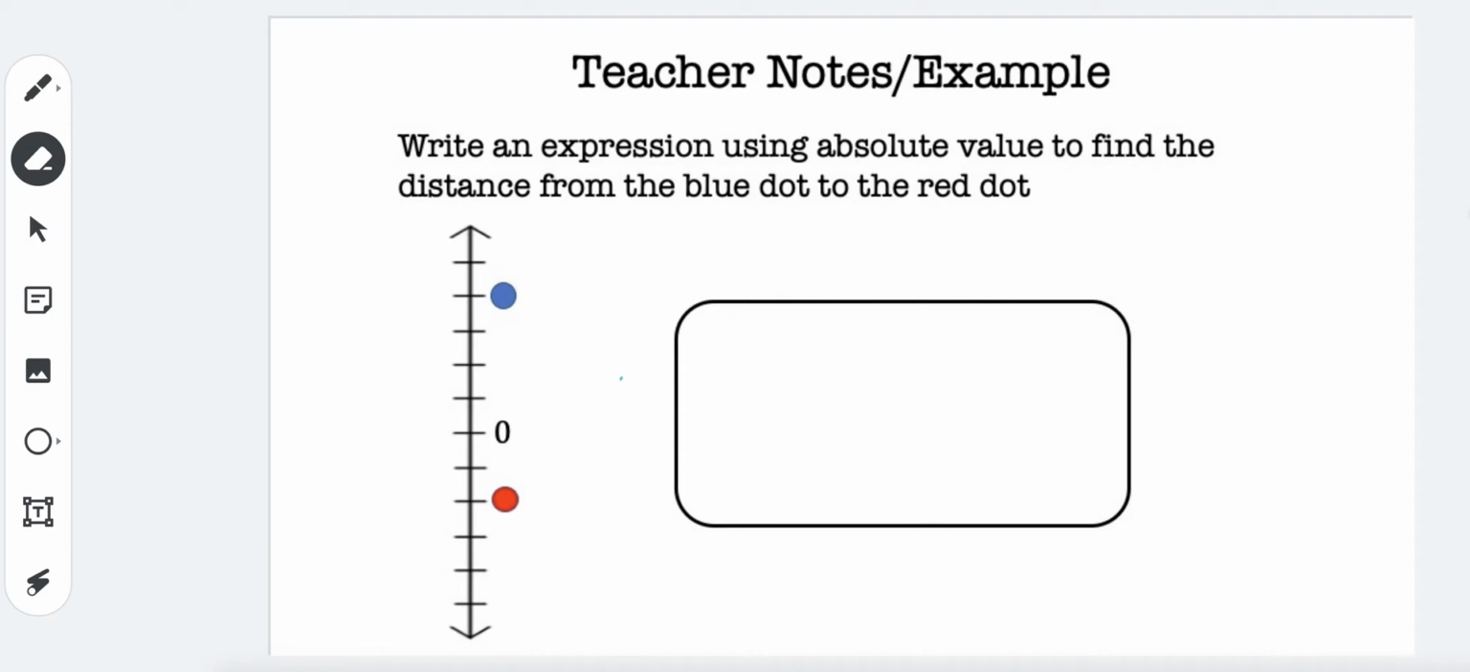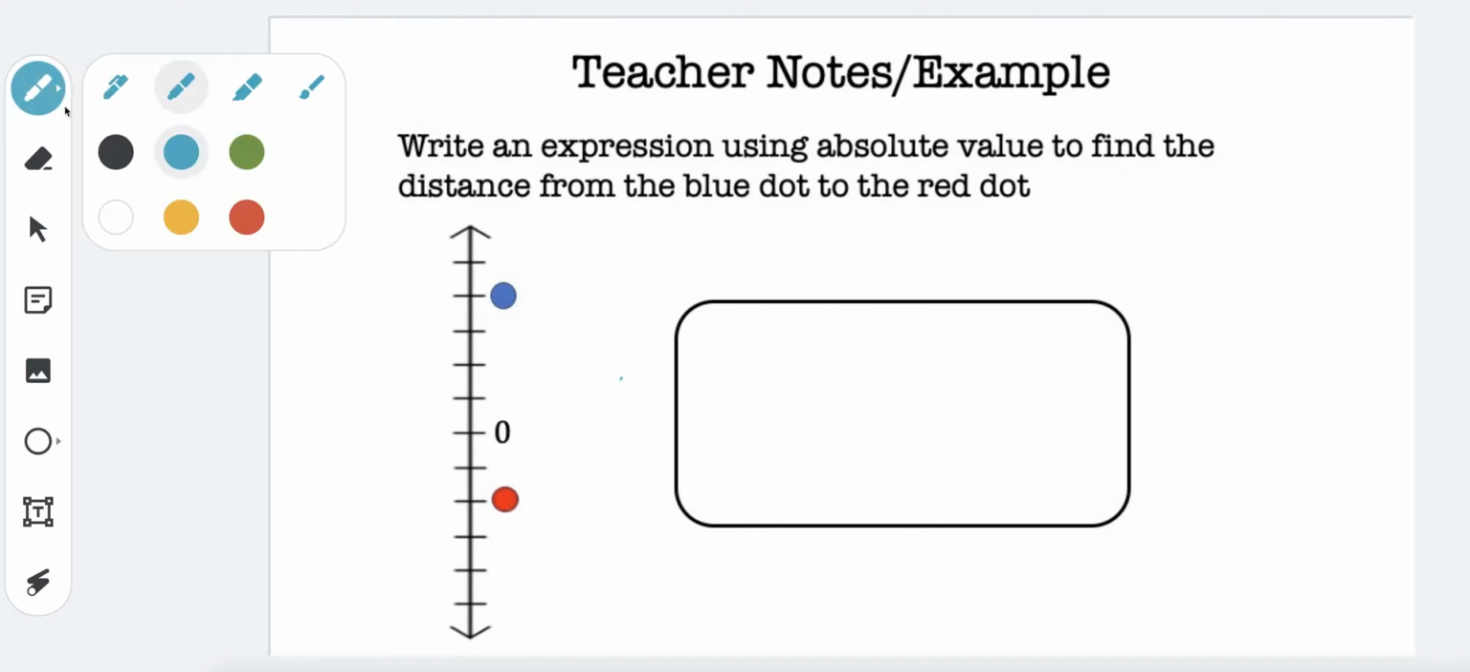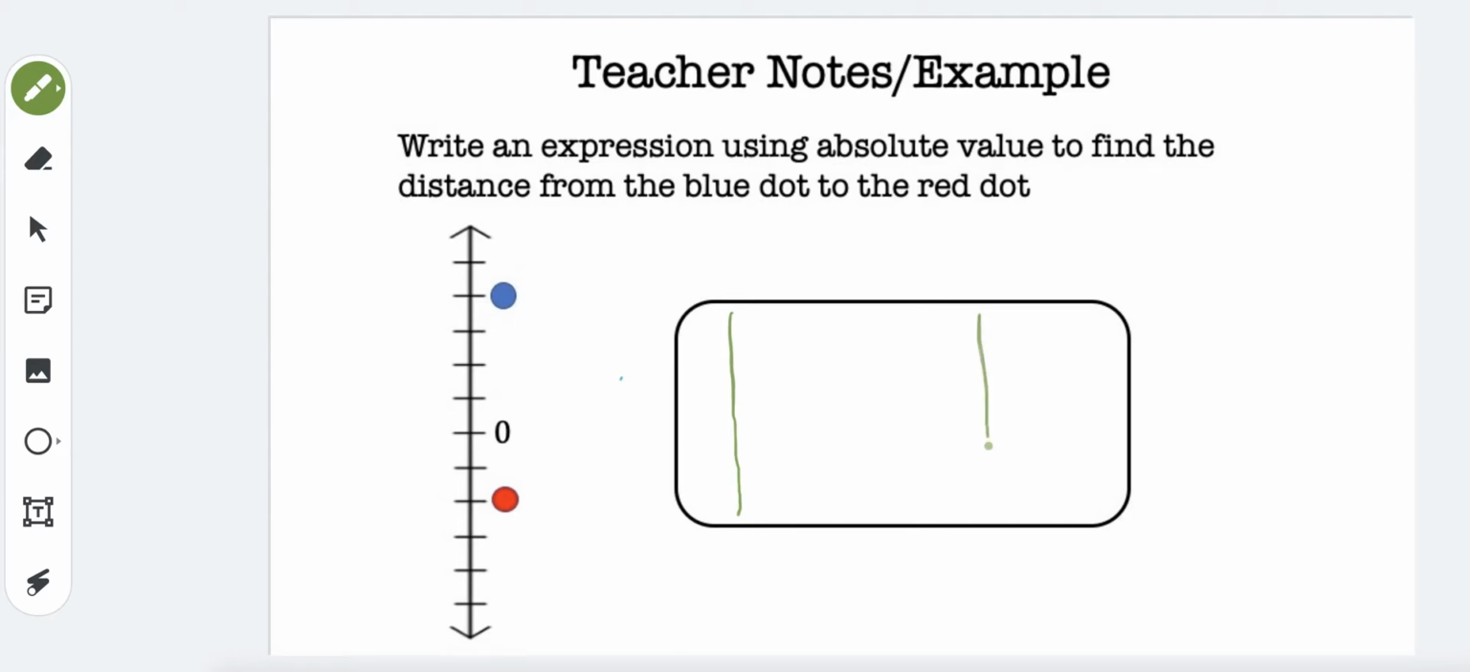Hey everybody, in this video we're going to find the distance from the blue dot to the red dot using absolute value. Okay, so first of all, come over here on your Jamboard and grab a color. Okay, and we're going to draw the absolute value sign right here. Okay, now the way you do this is we're going to first figure out the location of the blue dot.